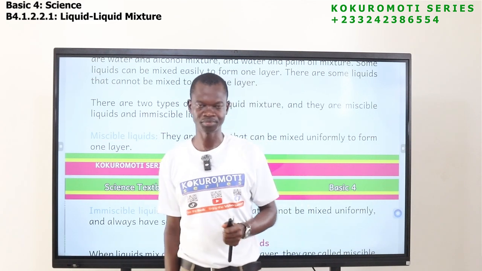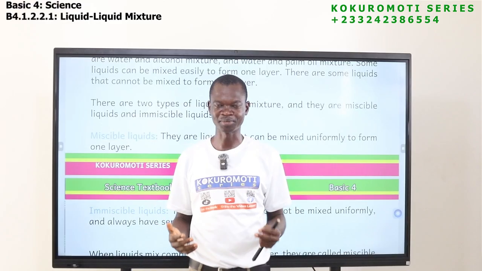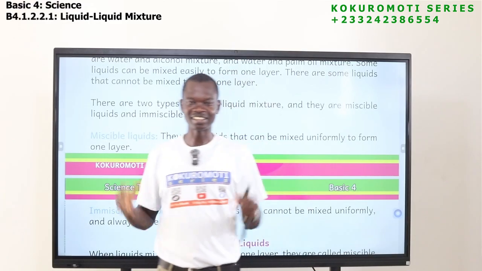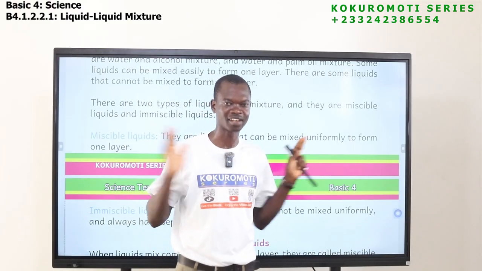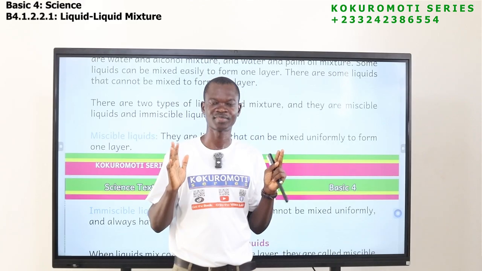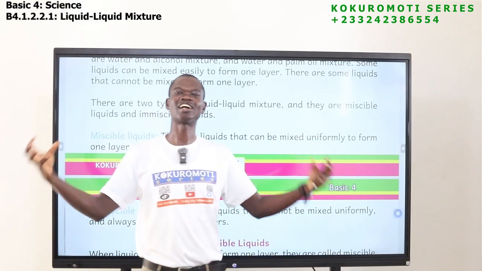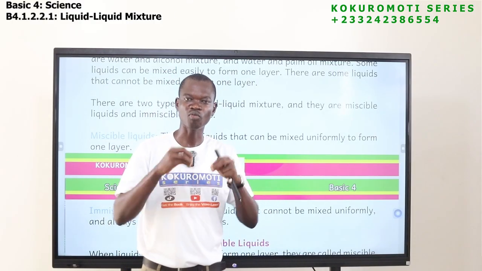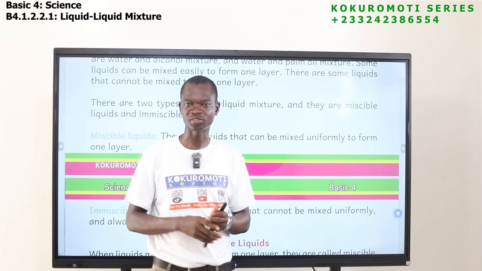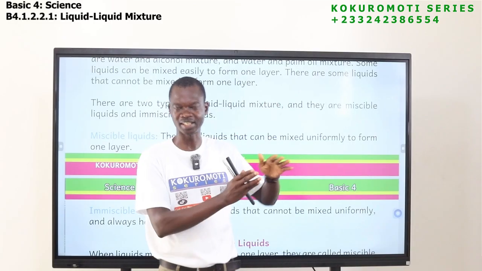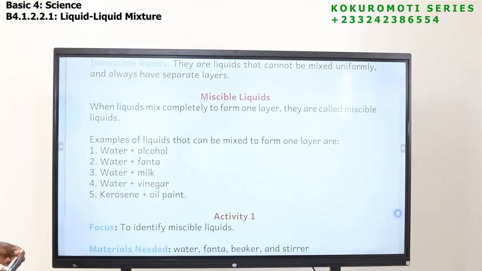One is miscible. I explained what miscible is. What did I say? Miscible means the liquids can be mixed together to form one uniform layer. And immiscible liquids, we are saying that they are liquids that cannot form one uniform layer. So you see them in separate layers. Okay, now let's look at miscible liquids.